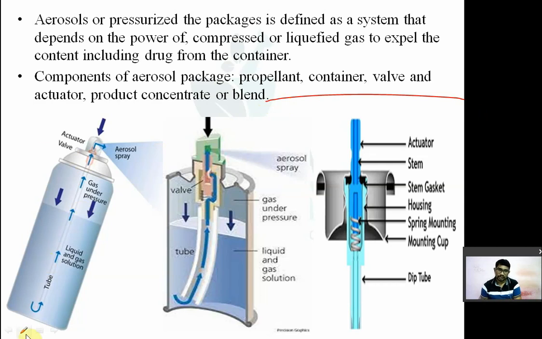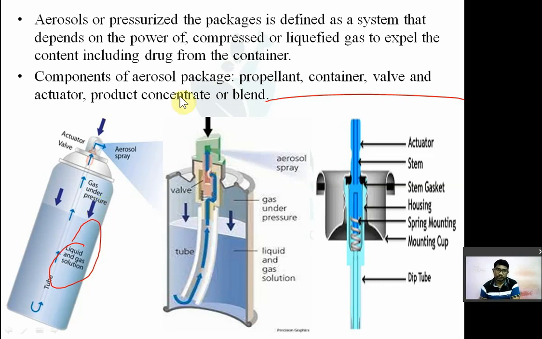Now what happens? Your product concentrate along with the propellants is present inside the container. You are using different types of propellant like fluorocarbons or hydrocarbons or different gases. Gases under pressure means compressed gases. If gases are compressed, they will become liquid, and when the pressure is released, they will become gas. Okay? Normally, this is the normal thing.